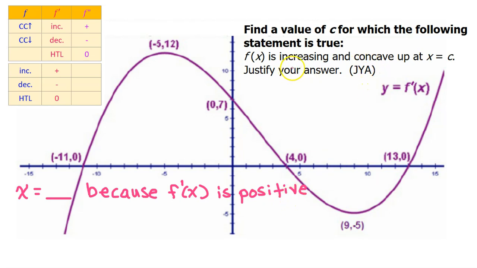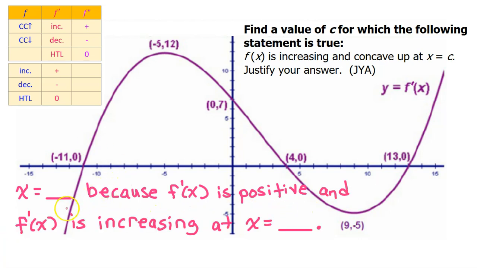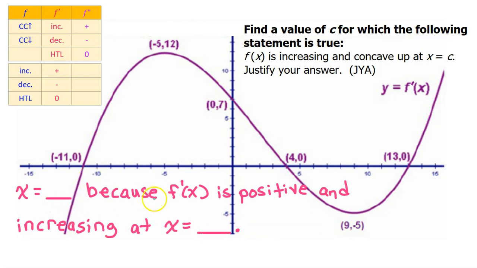We also want f to be concave up, and we know that f will be concave up wherever f prime is increasing. So let's add that to our justification. So far we have x equals blank because f prime is positive and f prime is increasing at x equals blank. We can shorten this a little by saying x equals blank because f prime is positive and increasing at x equals blank. Now we just need to find a value of x where f prime is positive and increasing.